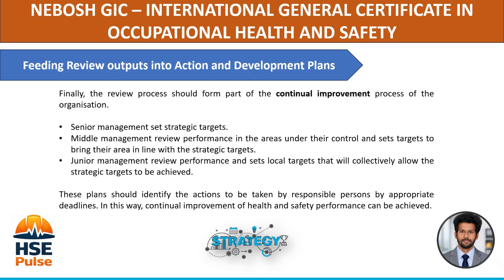Strategic targets are set by senior management. These targets are then channeled down through the organization and reviewed by the management at different levels. Senior management set strategic targets, middle management review the performance in the areas under their control and set targets to bring their area in line with the strategic targets. Junior management review performance and set local targets that will collectively allow the strategic targets to be achieved. This indicates that health and safety reviews at all levels must feed directly into action plans. These plans should identify the actions to be taken by responsible persons by appropriate deadlines. In this way, continual improvement of health and safety performance can be easily achieved.